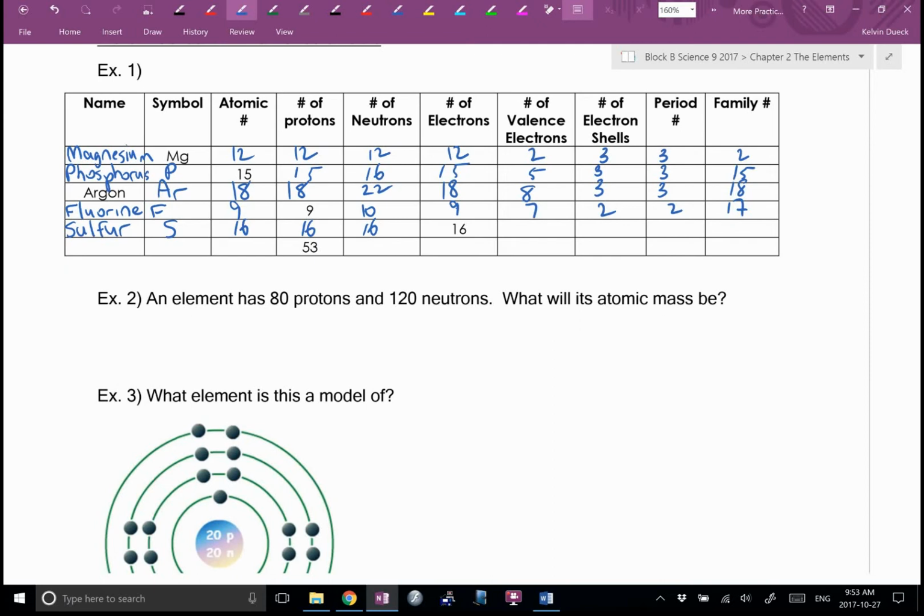Valence, what was I looking at here? Sulfur, valence electrons, 1, 2, 3, 4, 5, 6. Number of electron shells, 3. Period number 3. Am I right? Am I counting wrong? 1, 2. Now you got me scared that I can't count. And it's in the family 16.